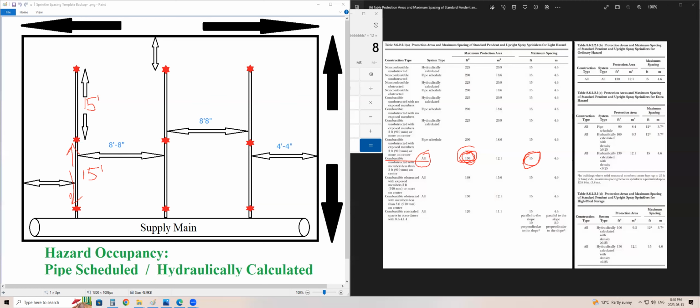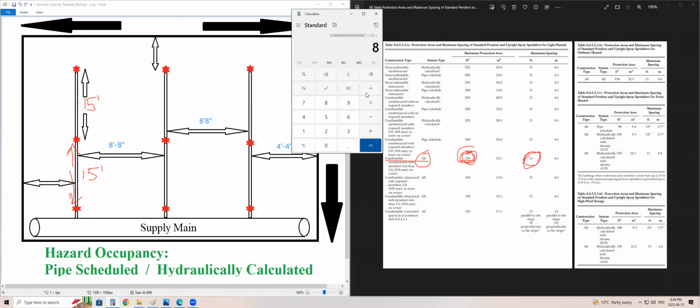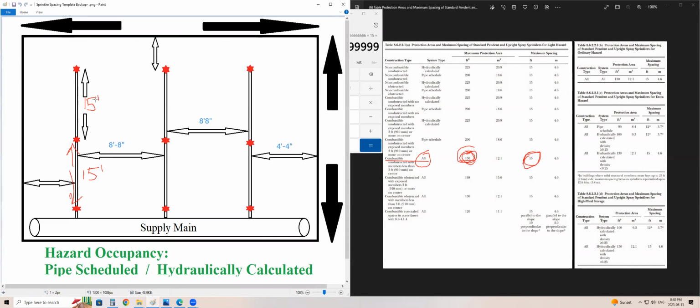Now just to prove that we did achieve our 130 square feet, we're going to take 8.666666 repeating multiplied by 15 feet. Bam, 129.999 square feet. So that is our area of protection. Does that make sense? I probably shouldn't have drawn these in here like that.